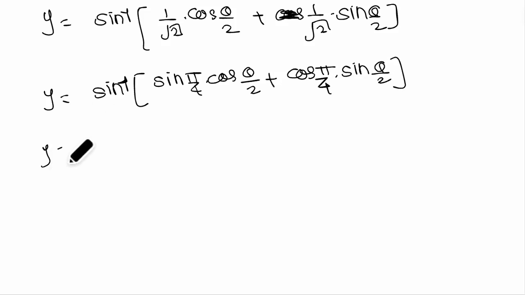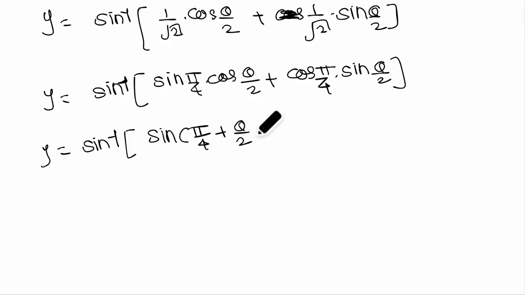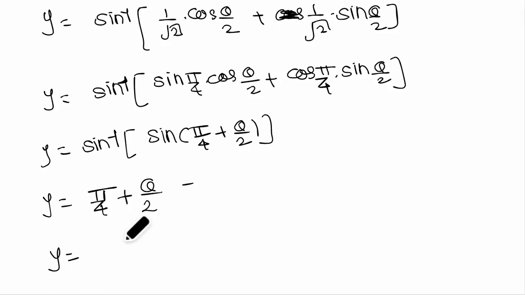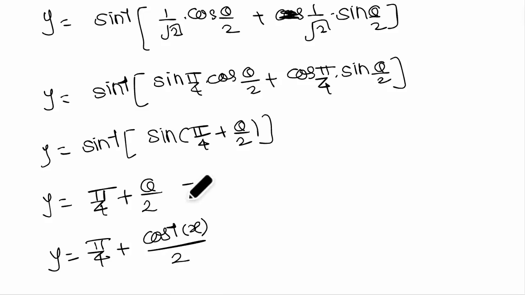So guys, the expansion of this equation can be written as sine inverse of sine of (pi by 4 plus theta by 2). So guys, sine inverse of sine will be the theta only. So y becomes pi by 4 plus theta by 2. But replace theta here: y equals pi by 4 plus cos inverse of x divided by 2.